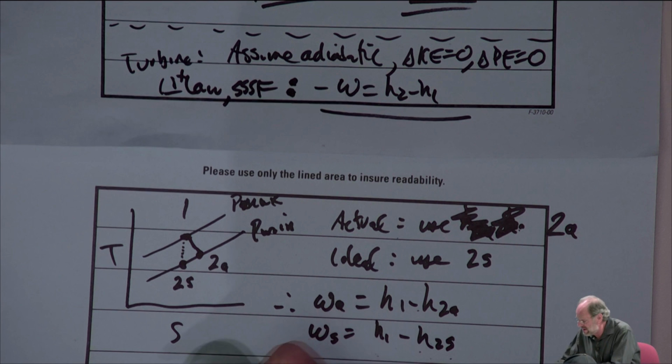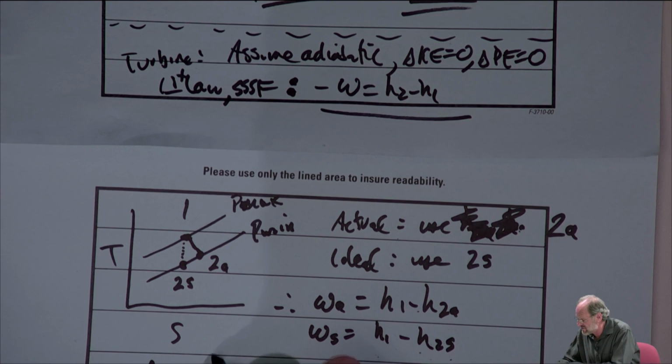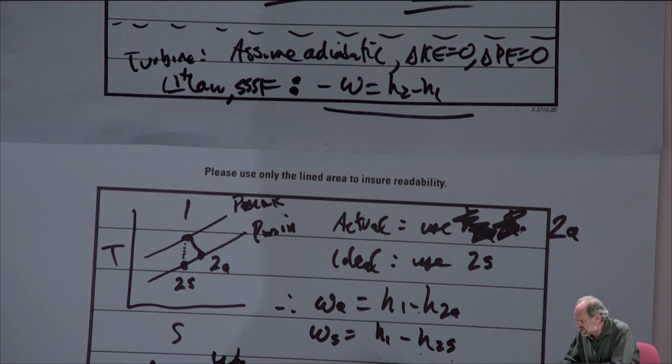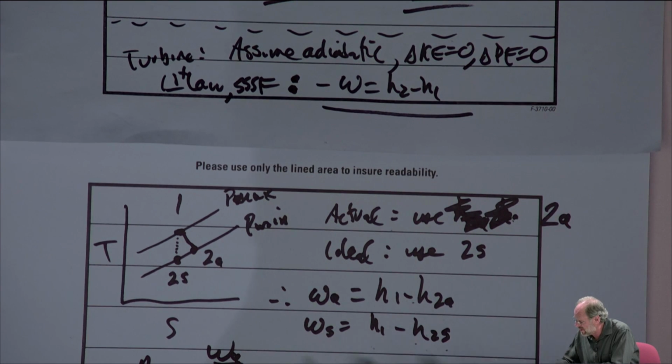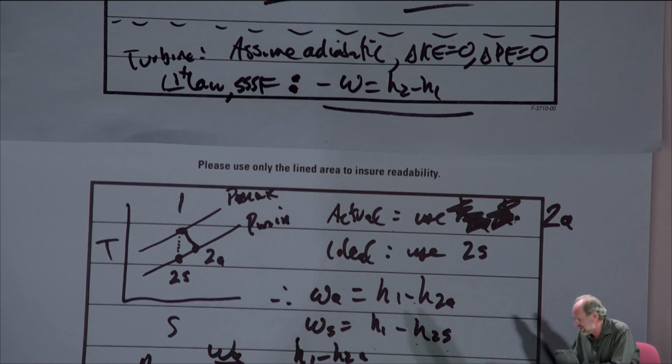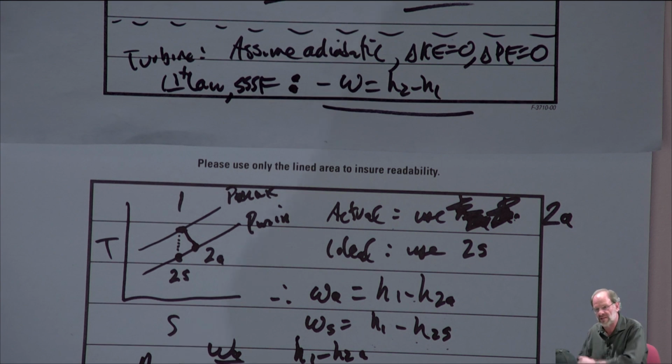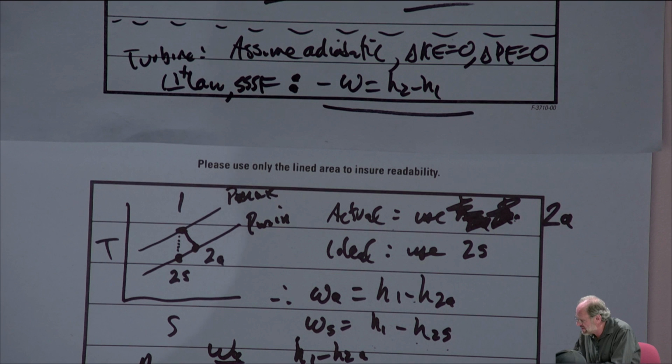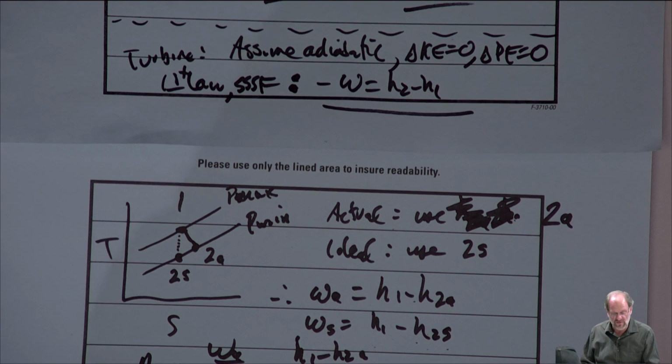So ultimately, the equation for the turbine's isentropic efficiency, which is our actual over ideal work, is really just H1 minus H2 actual over H1 minus H2 ideal. Again, S for entropy, S for ideal, S for isentropic. So this is the equation that we would be solving for.